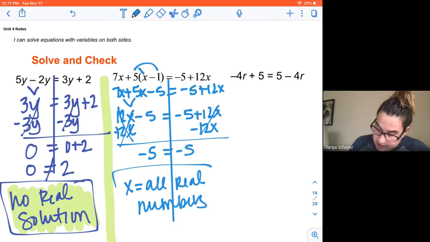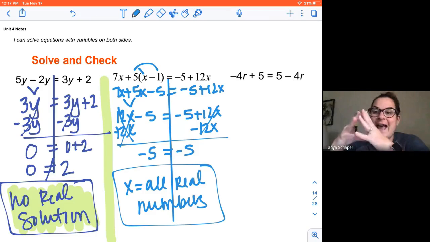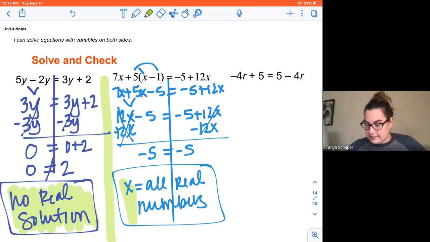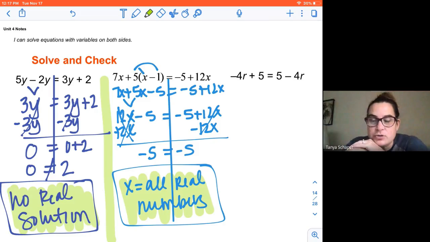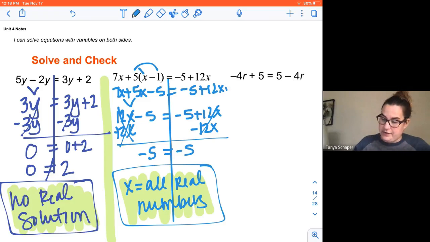When I come out with an equation where the left and the right are exactly the same thing, no matter what I put in for x, it's going to make that equation true. Okay? And now let's take a look at the last one.